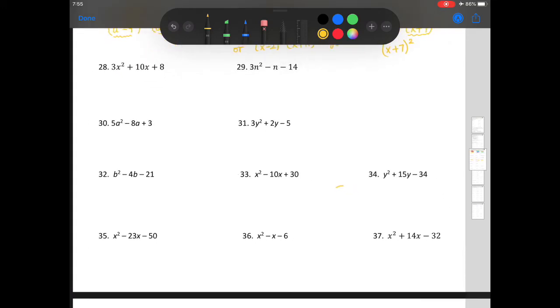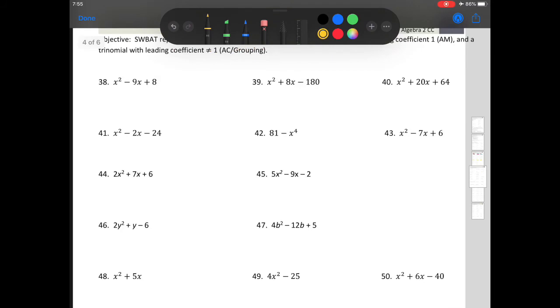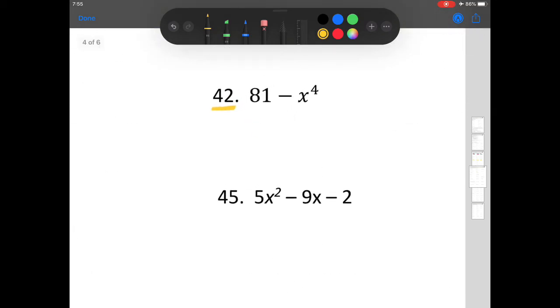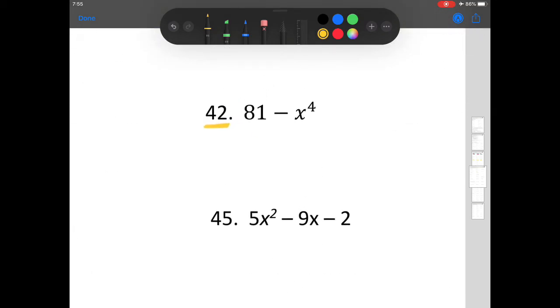Okay, I'm going to turn to the next page. I'm going to do number 42, 48, and 49 with you. So number 42. Okay, again, start with looking for your GCF. There's no GCF. Now I see how many terms? 2 terms. So if it's 2 terms, you're going to be factoring by what? DOTS, right? Check. Are they both perfect squares?